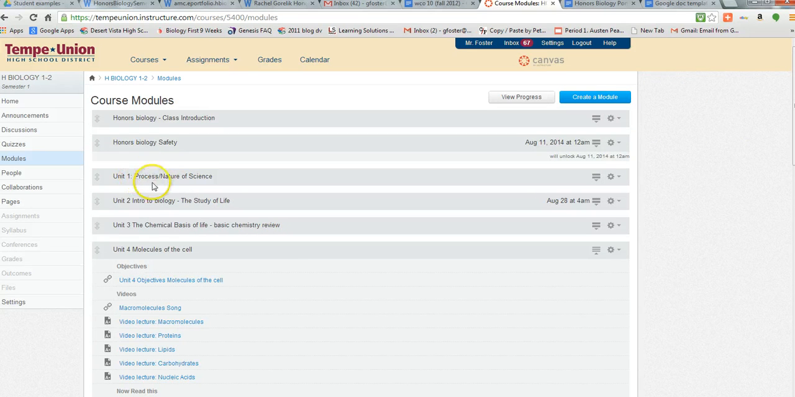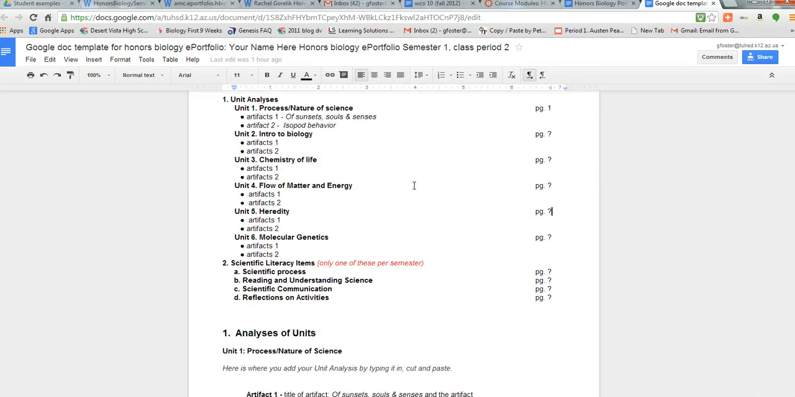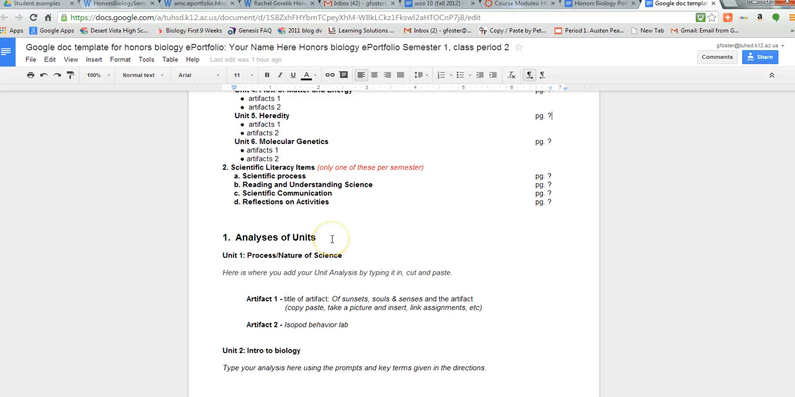There you go. There's unit 1, 2, 3, and 4. Those are what should be in your table of contents right there. So let's go back to the template. And then your science literacy items, you only did A and B, and then you want to match the pages up. And then below that, what should you see?